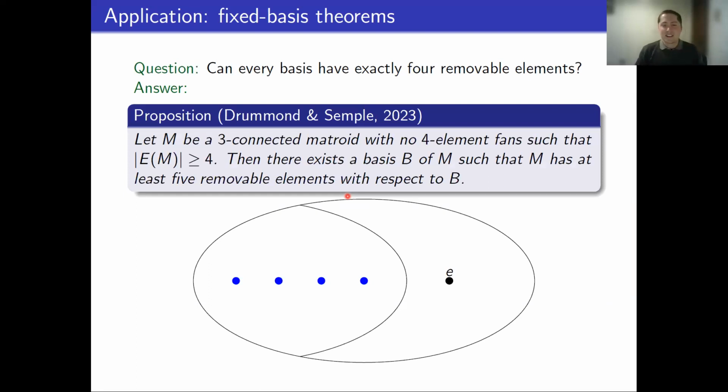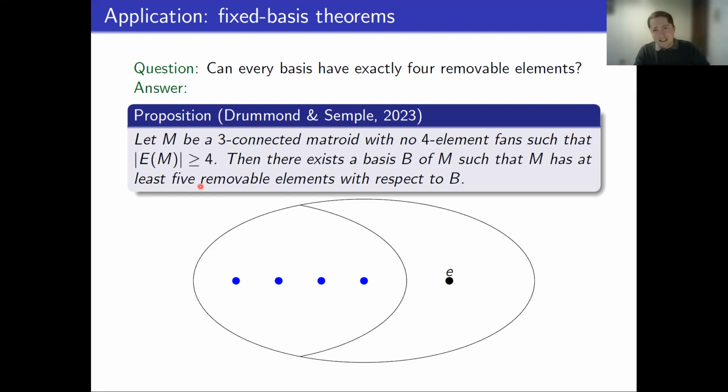And so in these last few minutes of our talk, I will briefly do the sketch proof, verbally. We've got no 4-element fans. If we have a theta separator, you're guaranteed this. You look around at the segment elements and the cosegment elements and where the basis meets them, and you get a lot of contractible or deletable elements, as I was saying before. In particular, you get at least 5.